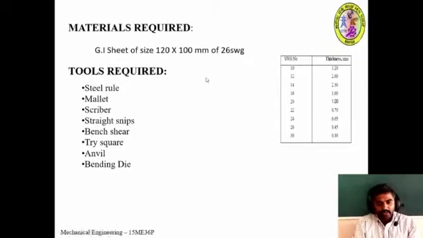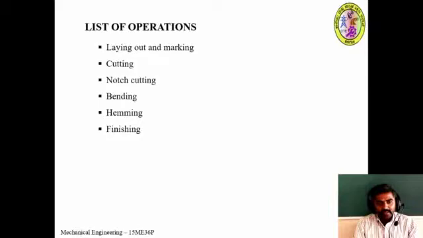Then we need to list the tools required for this experiment: steel rule, mallet, scriber, straight snips, bench shear, tri-square, anvil and bending die. Then the list of operations we need to do for finishing of this tray model: layout and marking, cutting, notch cutting, bending, hemming, finishing. These are the sequence of operations we need to do to accomplish the work.